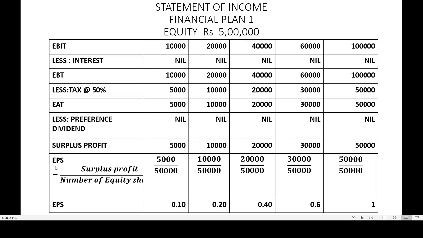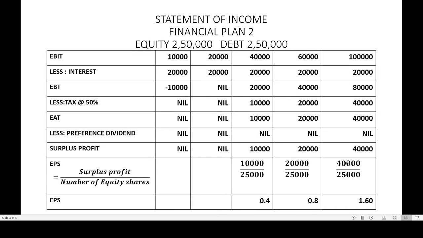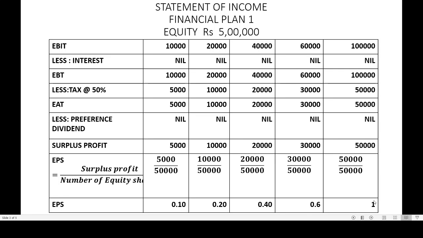So EPS, earning per share, is equal to surplus profit divided by number of equity shares. So 5,000 divided by 50,000, 0.10. 10,000 divided by 50,000, 0.20. 20,000 divided by 50,000, 0.40. 30,000 divided by 50,000, 0.6. 50,000 divided by 50,000, that is 1. This is the first financial plan.